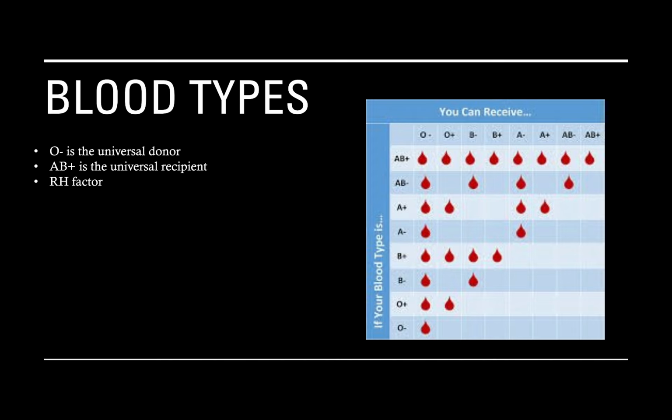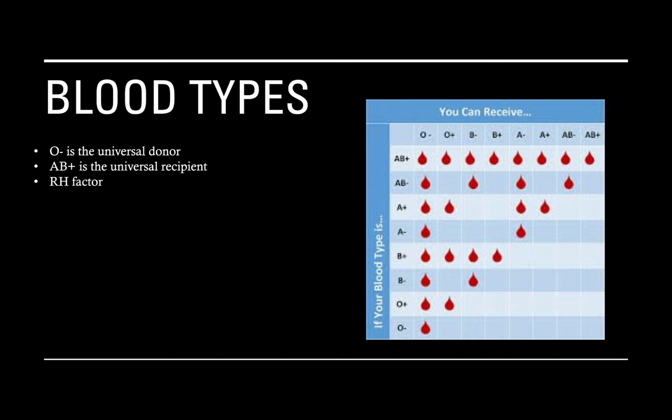B is only B antigens being present, and O is neither being present. And then how do we get positive and negative? That comes from the Rh factor antigen being present. If there is one present, you are positive. If there isn't one present, you are negative.